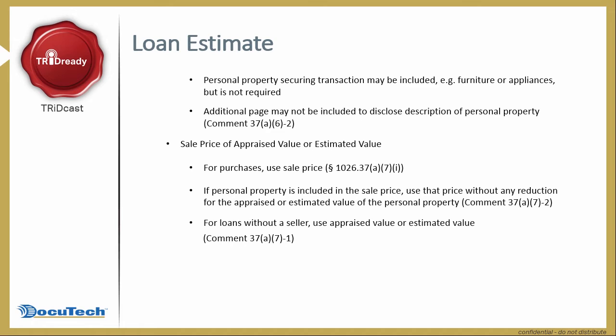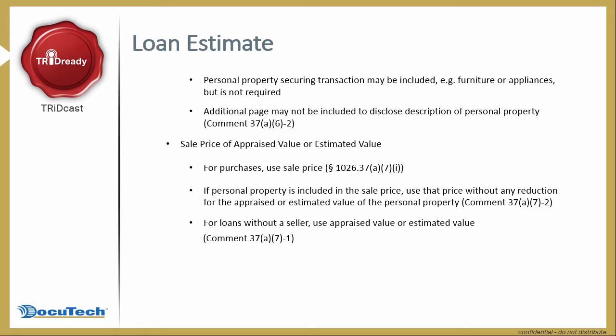When this is a purchase, so a seller would be included, we would be using the first example, and the value or estimated value that you use would be the sale price. If the sale price is unknown, then the estimated value that the property is would be the basis for the disclosure. If personal property is included in the sale price, you're supposed to use the price without any reduction for the separately appraised or estimated value of the personal property.